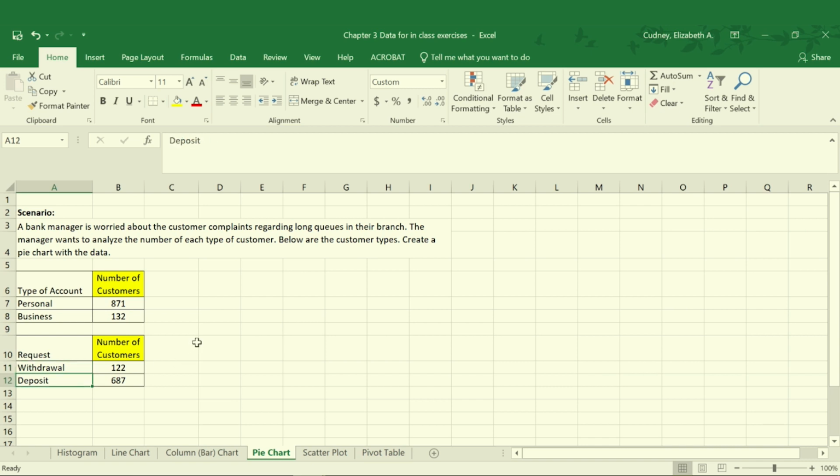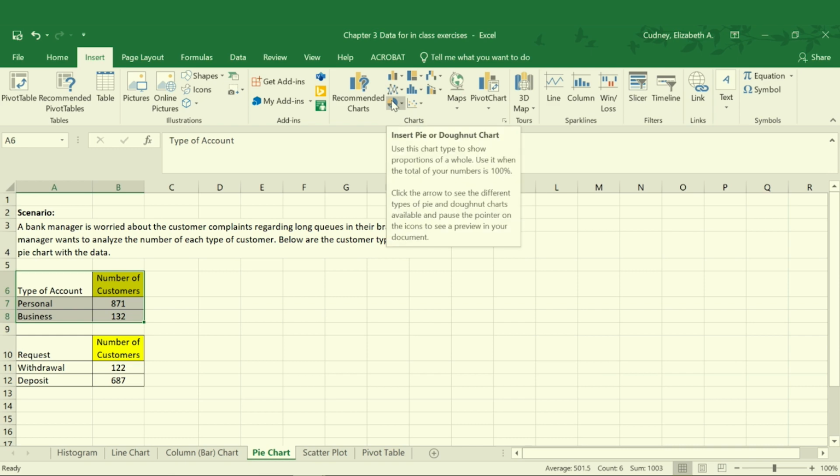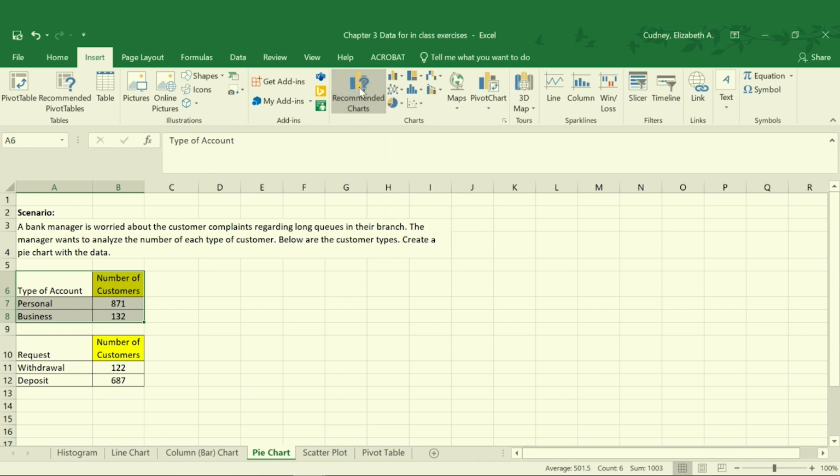So in this case, we'll create 2 pie charts to really look at that breakdown. For the first one, we're going to go ahead and select cells A6 through B8. We'll go to the Insert tab, and then we could either go straight to the pie chart or our recommended charts.